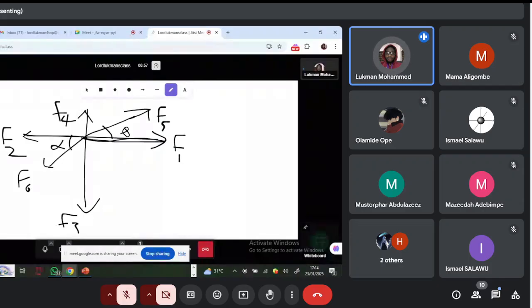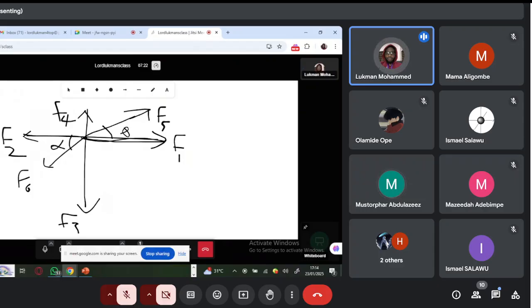I told you something again. When resolving, in your normal graph you have the direction of the east like this as positive x, and this direction negative x. This is positive y, this is negative y. Ordinarily we can choose anywhere to be positive and anywhere to be negative. If you have chosen a direction to be positive, anything going against that direction is negative.